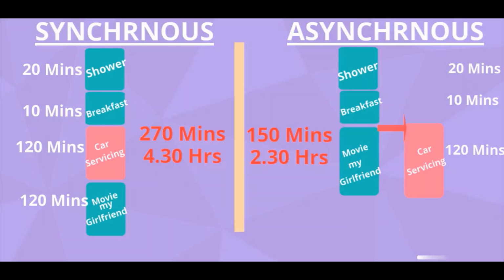So instead, after completing my breakfast, in the asynchronous approach I can give my car for servicing, take a cab, come back to my girlfriend and then go to the movie. And once my movie is done, I will go back to the car servicing to pick it up. So it just took 150 minutes. While I'm watching my movie with my girlfriend, the car servicing is being done parallelly. So this is what asynchronous means.